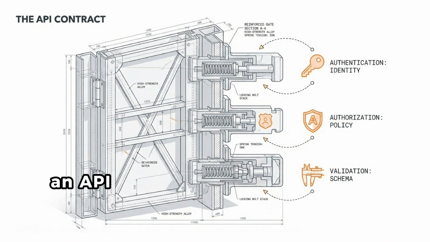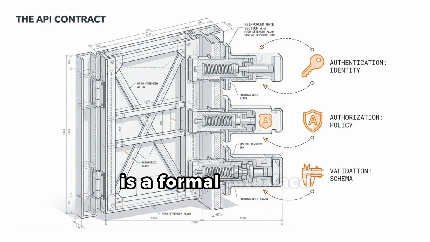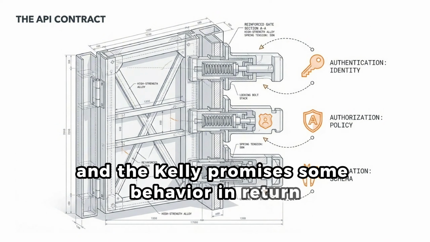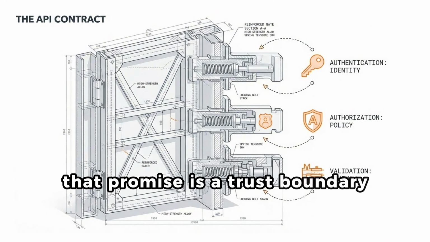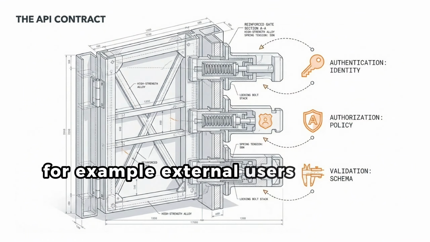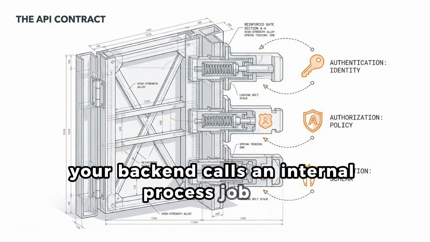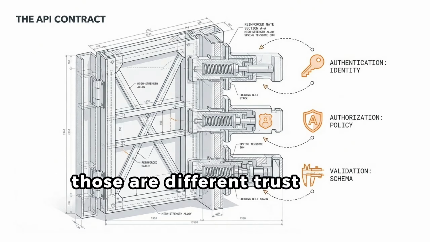An API, whether it's a REST endpoint, a gRPC method, or a function call across a library boundary, is a formal interface. It's a contract. You send a request with some shape, and the callee promises some behavior in return. That promise is a trust boundary when the caller and callee operate under different assumptions or privileges. For example, external users call your upload API. Your backend calls an internal process job API. Those are different trust zones.